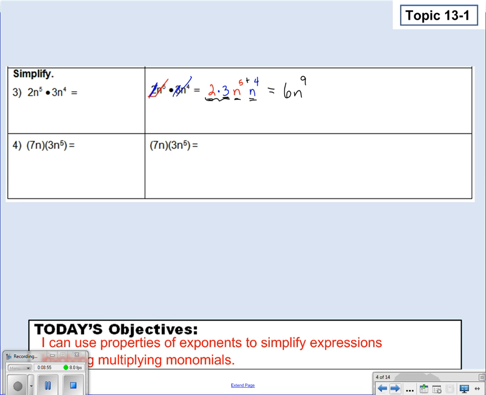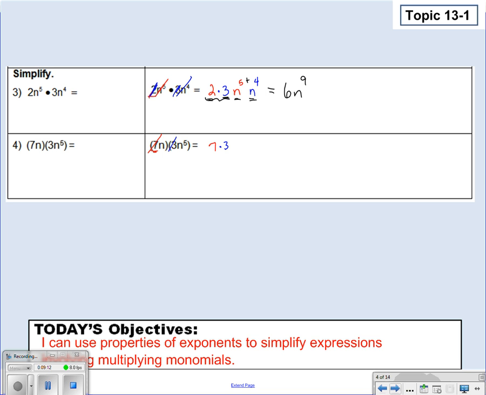So our answer is 6 times n to the 9th power. Number 4, we're using parentheses instead of the little dot. We're still doing multiplication. So let's start with our numbers. We got 7, and then 3. So we'll do 7 times 3.